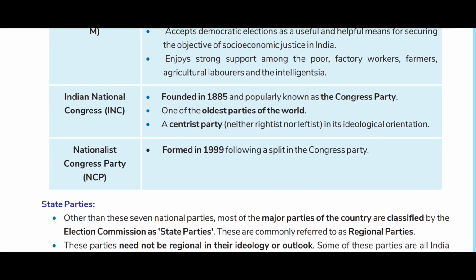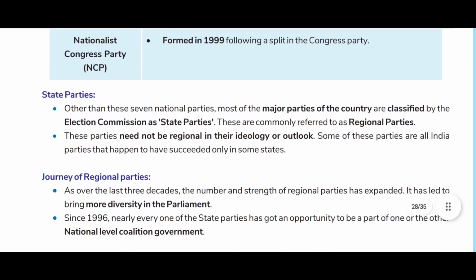INC, that is Indian National Congress. It was founded in 1885 and is popularly known as the Congress Party, one of the oldest parties of the world. A centrist party, neither rightist nor leftist. That is its ideological orientation. Nationalist Congress Party, that is NCP, formed in 1999 following a split in the Congress Party.